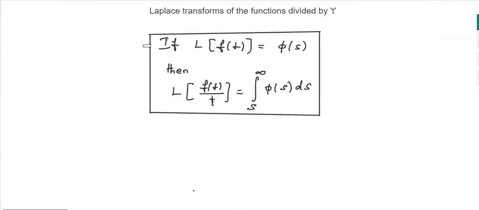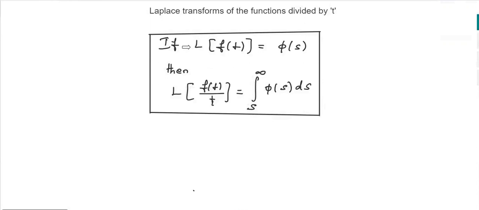Today's topic is Laplace transform of the function divided by t. The statement is like if Laplace of f of t equals phi of s, then Laplace of f of t over t equals integral s to infinity phi of s ds.